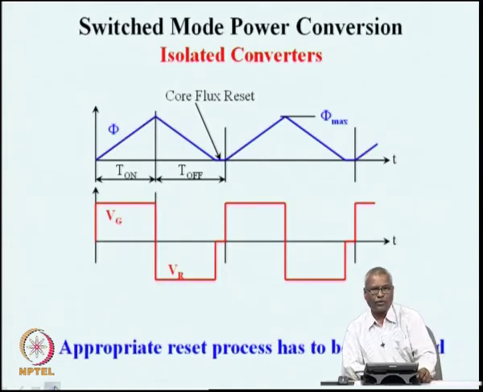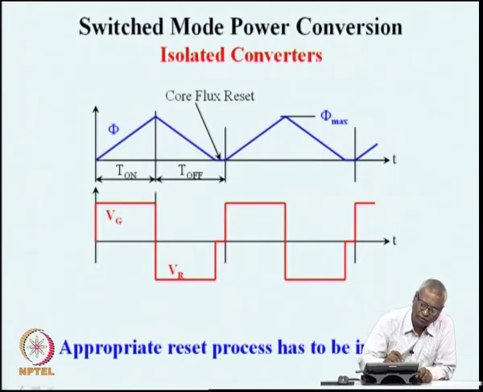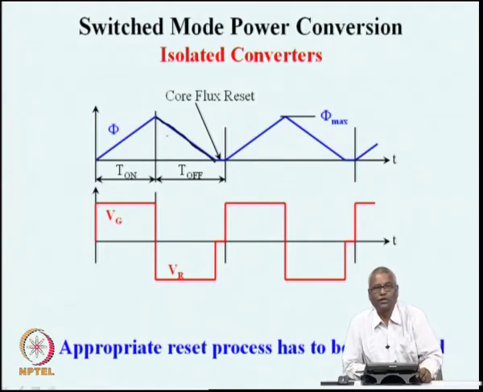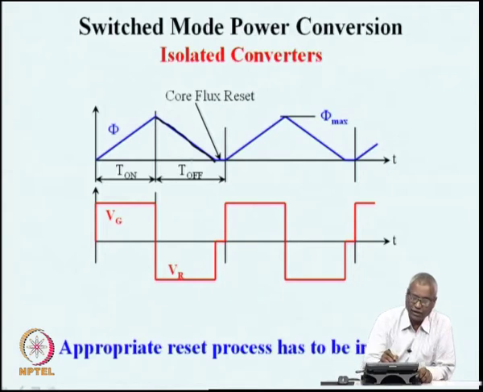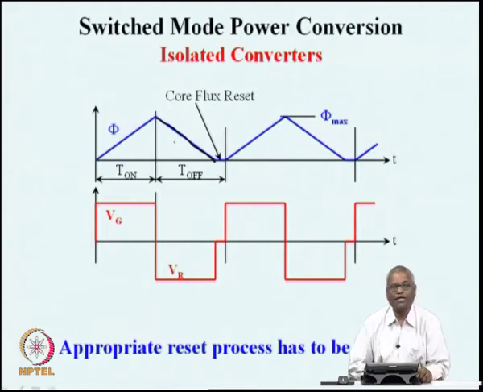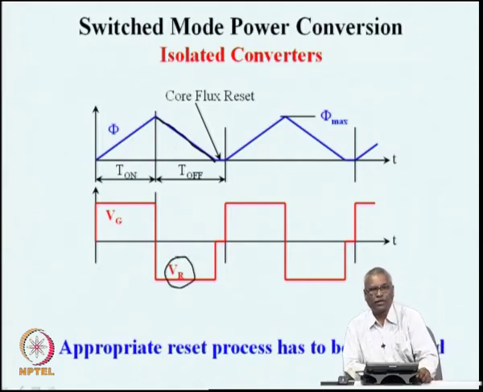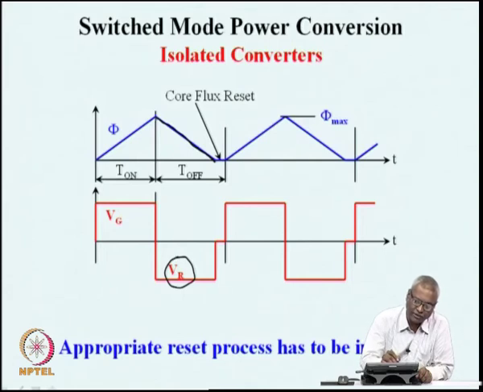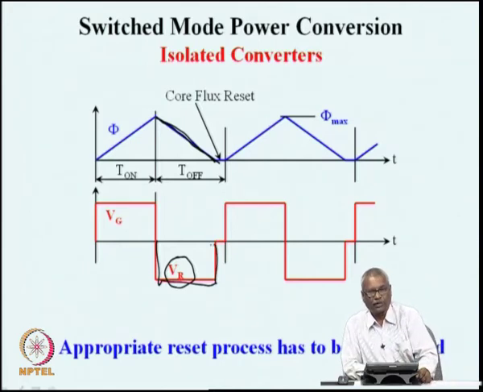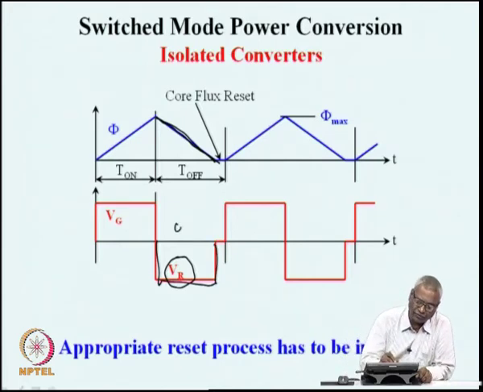Now, how do you do that? From this core flux, you can see that if I want to bring the flux down, if I want to have a negative change in flux, then we know that d phi by dt relates to the voltage. So, I have to apply some negative voltage to the primary during the time I wish to reset the core. If the core has to be reset, apply a negative voltage to the transformer primary during the off time.